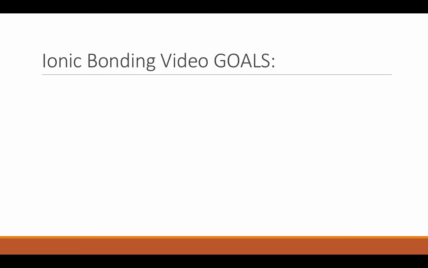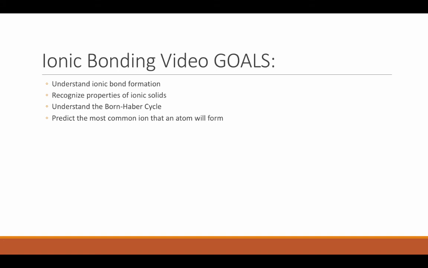That brings us to the end of this video. Let's review our goals. First, we looked at ionic bond formation. Then we looked at some properties of ionic solids. We looked at the Born-Haber cycle to describe the energetics of ionic bond formation. And we learned how to predict the most common ion that an atom will form.